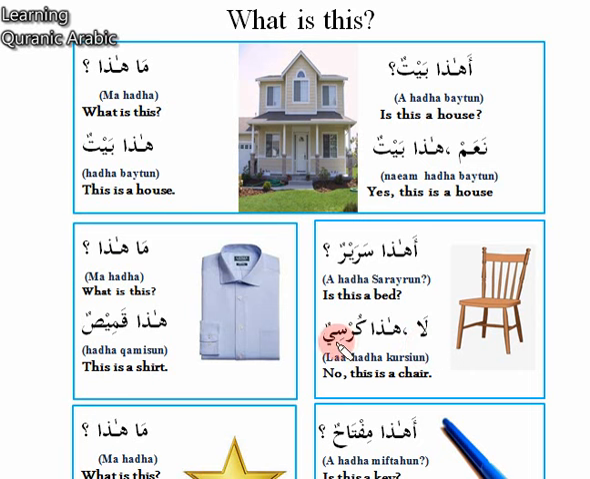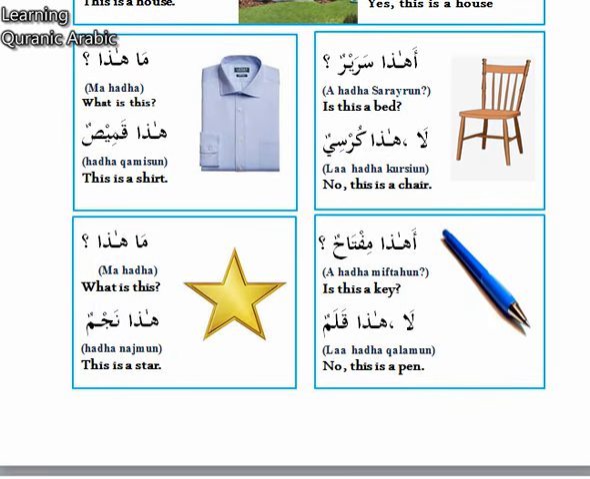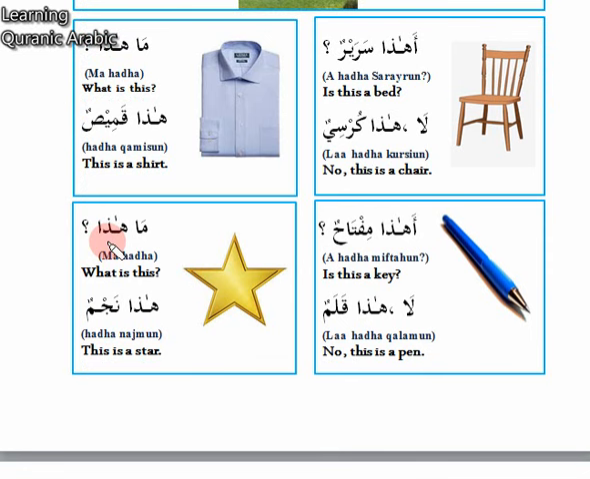Hadha kursiyun. This is a chair. No, this is a chair. La. Hadha kursiyun. Yes, correct. Ma hadha. What is this? Hadha najmun. هذا نجم. This is a star.